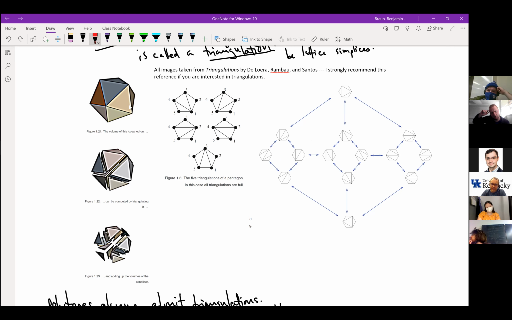And then here on the left, if you take an icosahedron, this is not a lattice polytope, but you can break it up into simplices, add up all the individual volumes of the simplices, and that'll give you the total volume of the polytope. So this is the idea, okay?